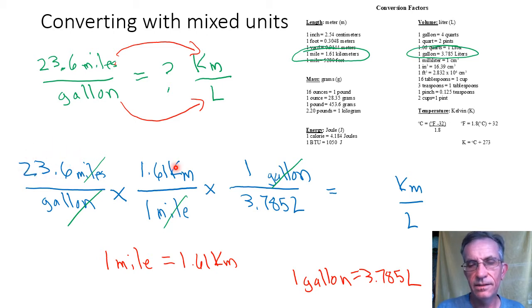23.6 times 1.61 divided by 3.785. Now, I know the answer, but I don't know the entire answer. I have to work it out again. 23.6 times 1.61 times 1 doesn't really matter. Divided by 1 doesn't really matter. Divide by 3.785. That matters. This is what your calculator is going to say. I'm going to write the answer with all the ridiculous number of sig figs.